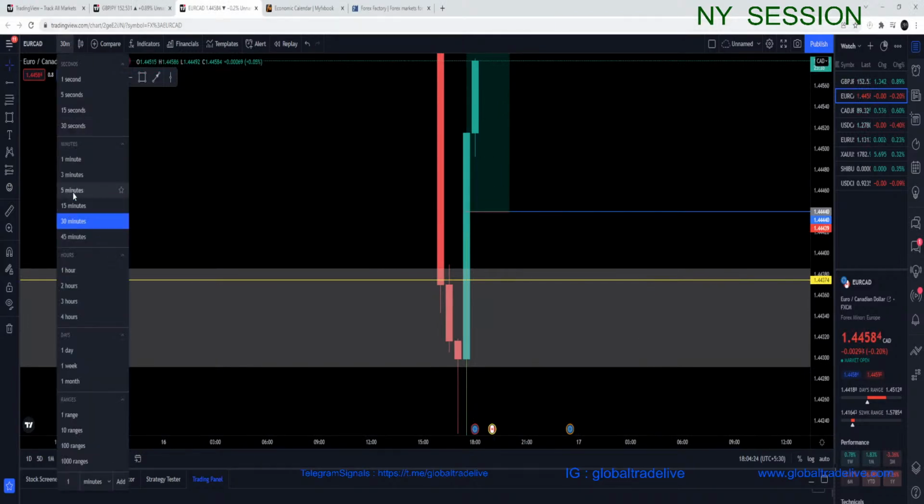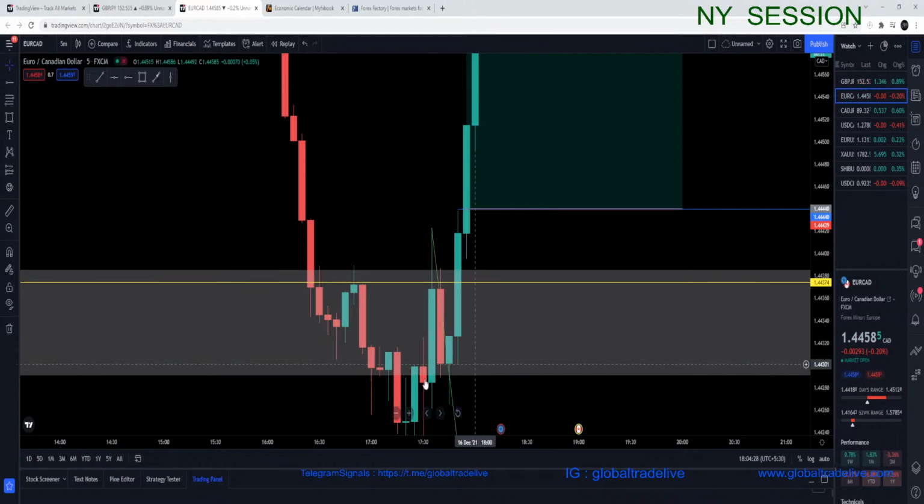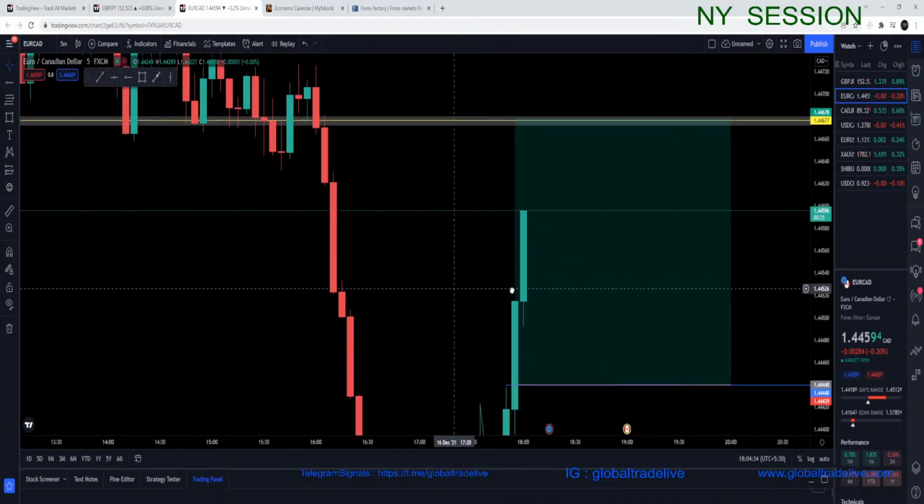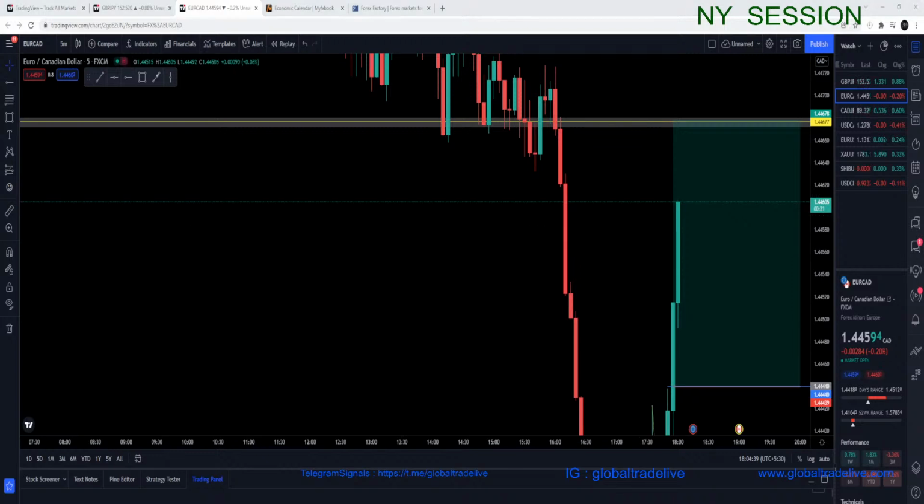See, we spotted a POI area in the 5 minute as well. Look here, and it really worked amazingly. Trade is running. Okay, I have closed another half over here because I really want to book the maximum profits I can get.